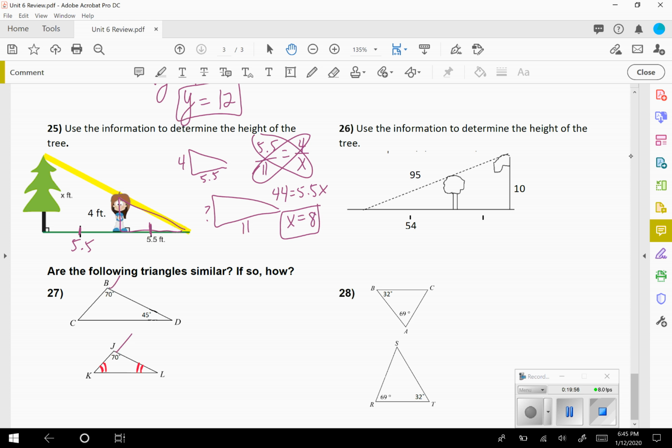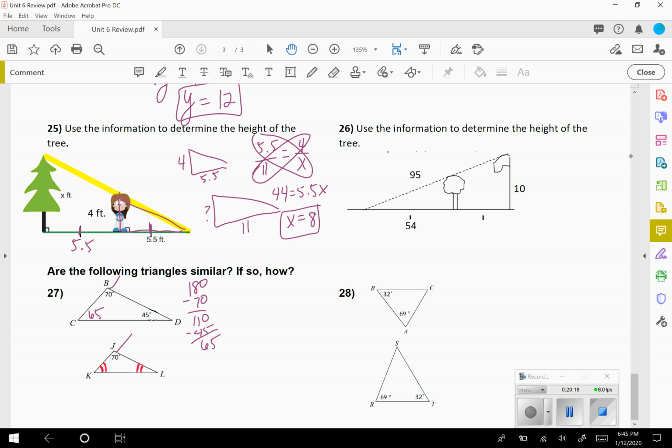Okay, now let's find the missing angles on these. This one's 45, so do 180 minus 70, which is 110. And then take away 45. So you get 65. So the missing angle here is 65.